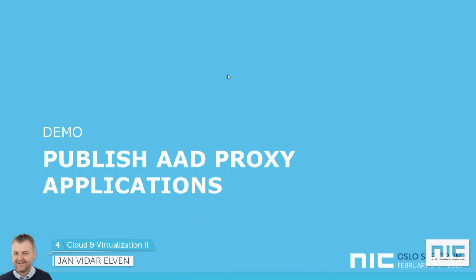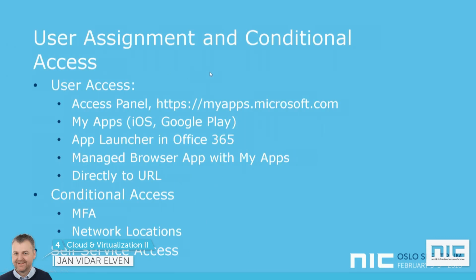So, just to wrap up. The users can access those applications either directly if they have the URL. For example, My Apps, this is the application panel. There is also a mobile app you can download for iOS or Google Play, where you can access these applications. If you have Office 365, you have the app launcher in the left window. You can use it there.